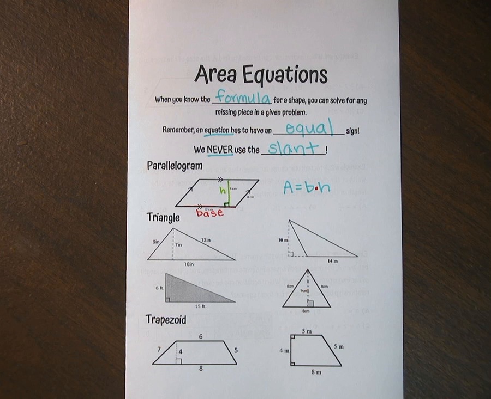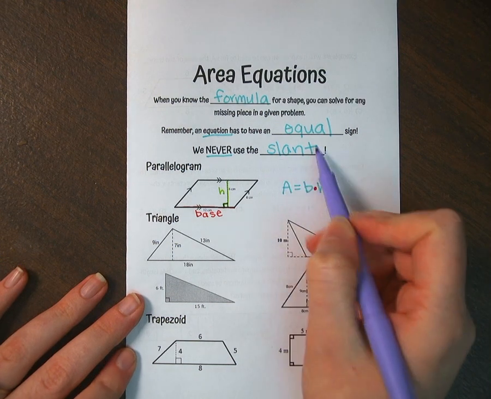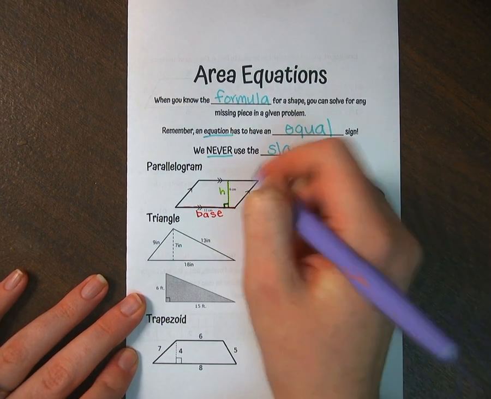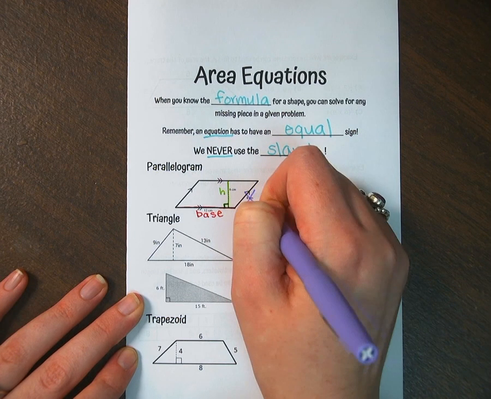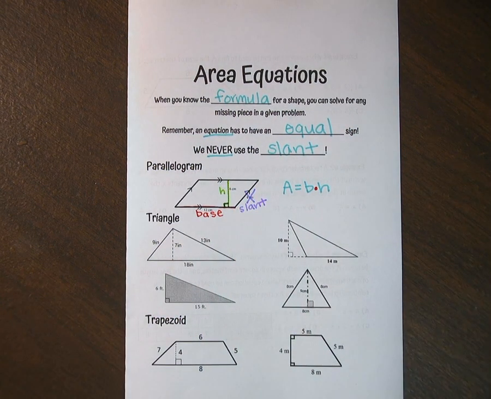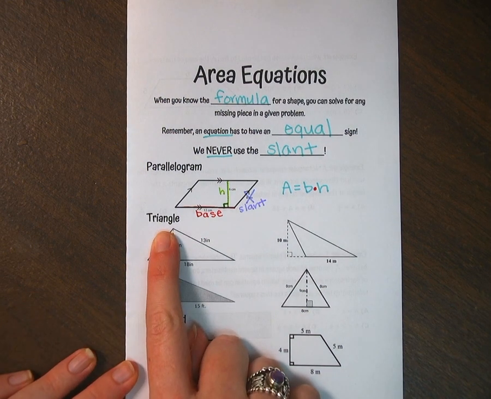So we have that extra number, that 8. That is what we are calling the slant. So if it is a slant, we are going to mark it out because we are not using slants. That 8 is not going to be part of our problem. So that's a parallelogram. The next thing is a triangle.